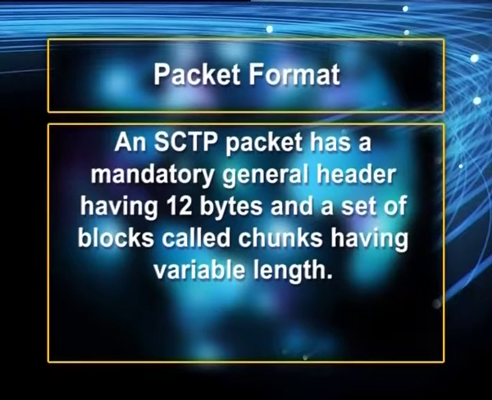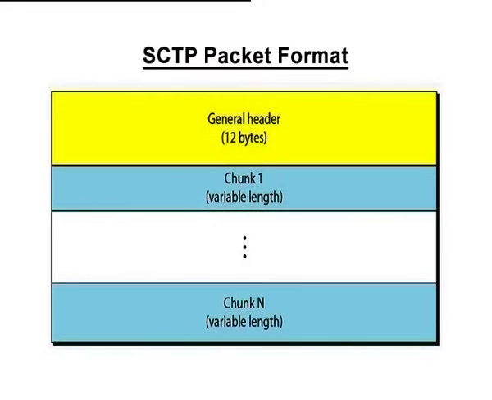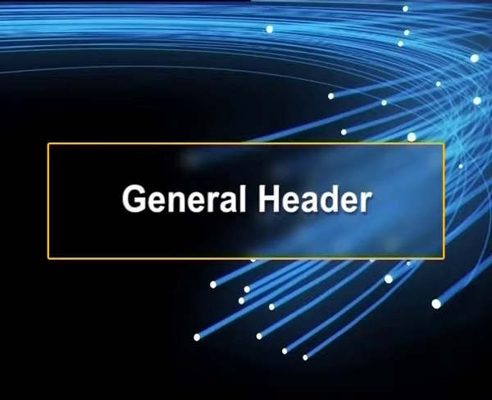An SCTP packet has a mandatory general header having 12 bytes and a set of blocks called chunks having variable length. There are 2 types of chunks: control chunks and data chunks. A control chunk controls and maintains the association. A data chunk carries user data. In an SCTP packet, control chunks come before data chunks. General header.